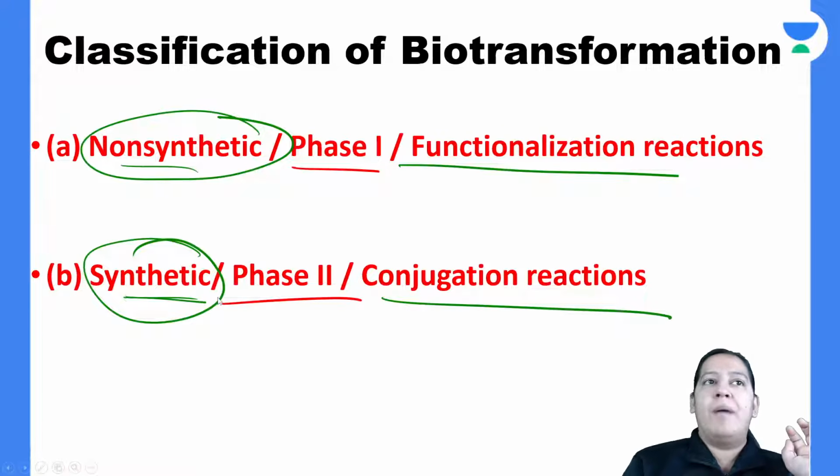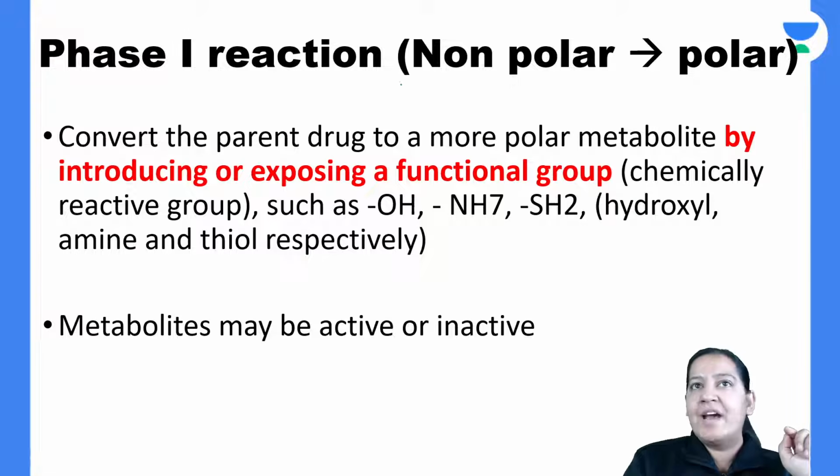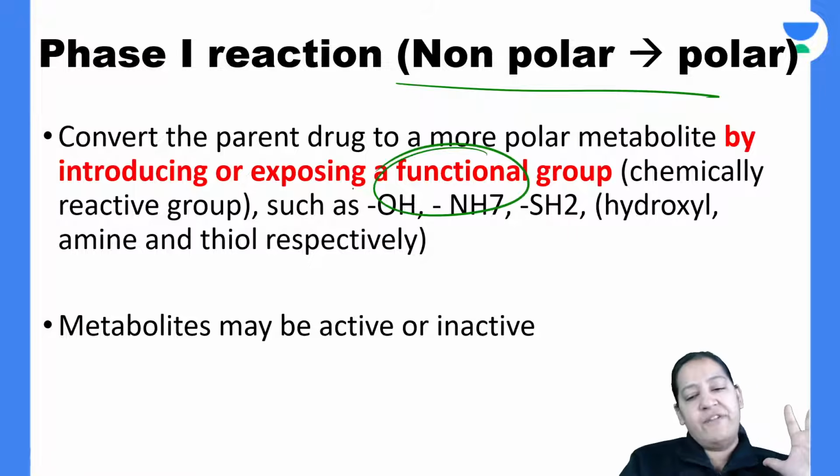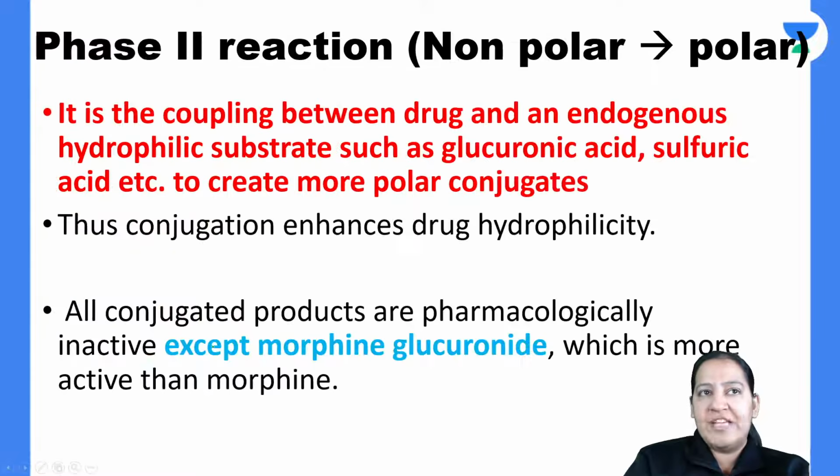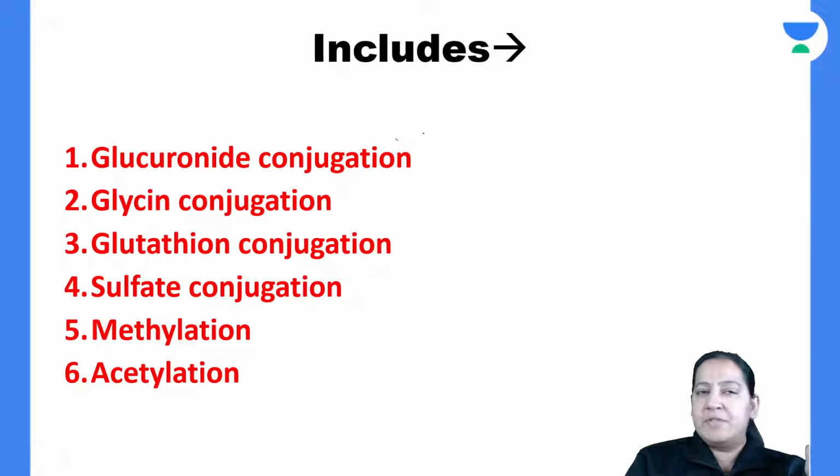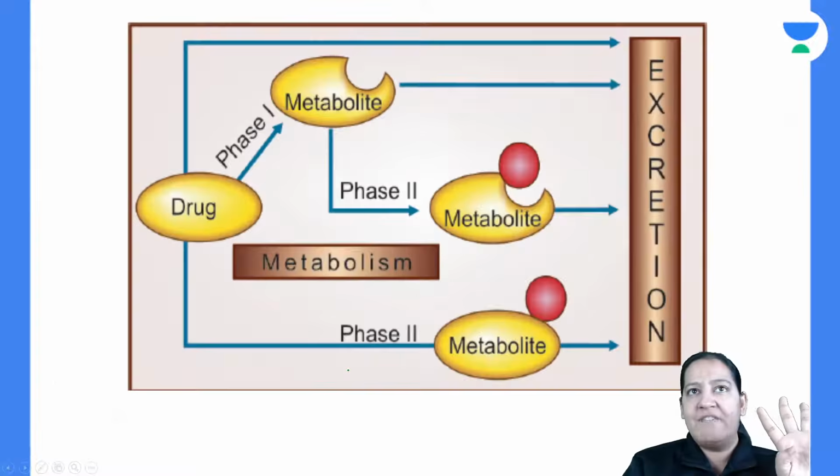So in both of them, ultimately the non-polar gets converted to polar. That is common: non-polar getting converted to polar in phase 1 and phase 2 also. So these are the 5 types of phase 1, and these are the 6 types of phase 2. Total 11 types are there.